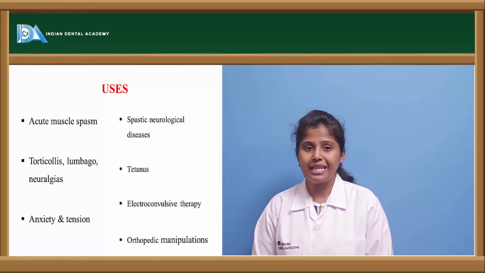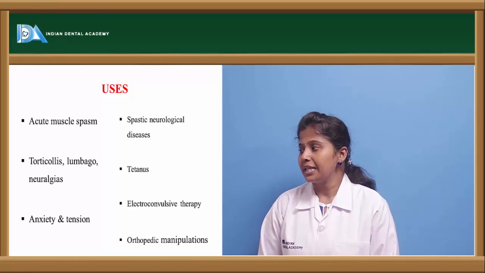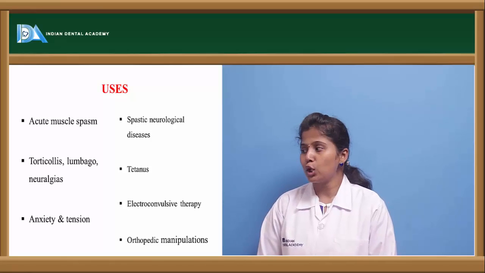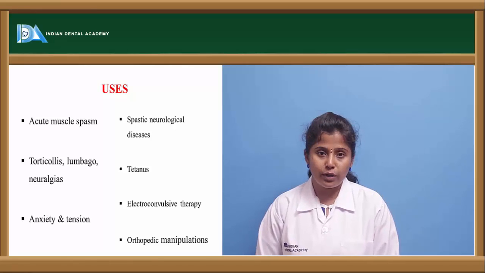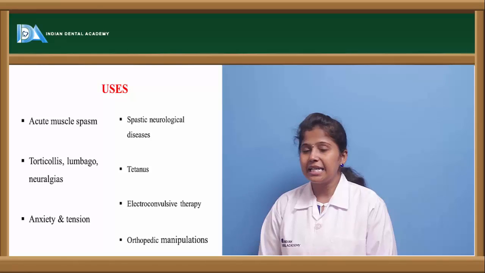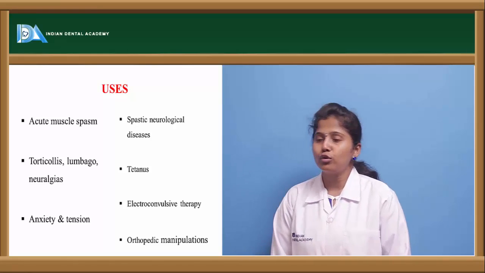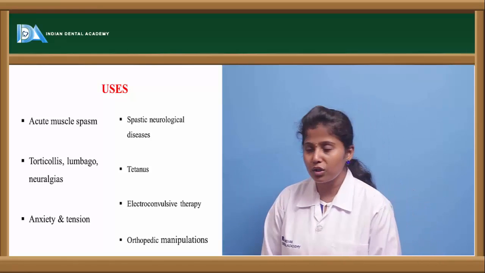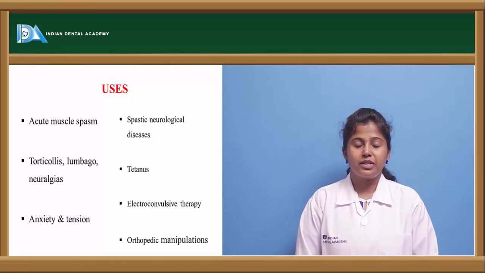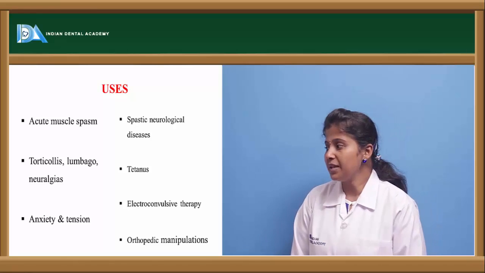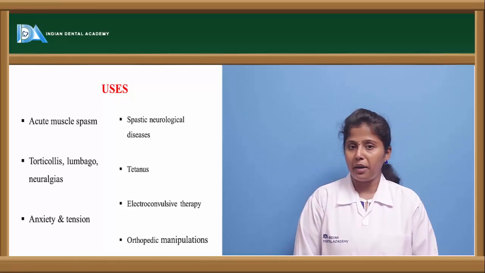Let us see the uses of these centrally acting skeletal muscle relaxants. They are used to treat acute muscle spasm, neuralgia and torticollis. Torticollis is a contraction of the colon region of the intestine. They are also used for anxiety and tension, and to relieve the spasm in neurological disorders, tetanus, and in electroconvulsive therapy, which is a therapy used to treat epilepsy, and in orthopedic manipulations.